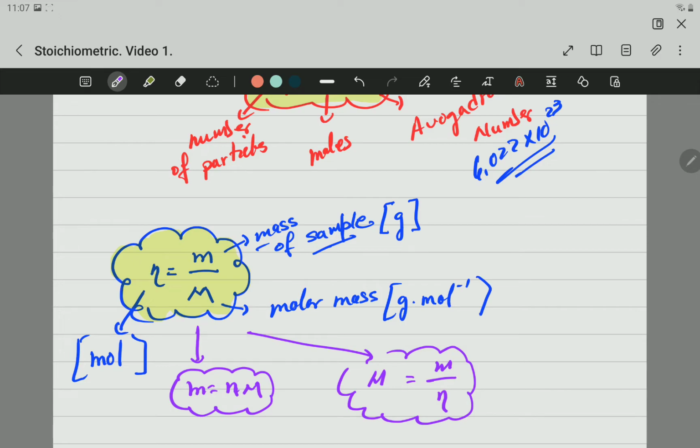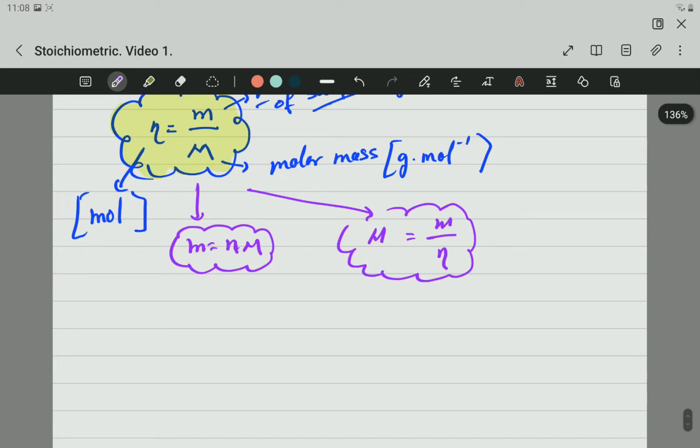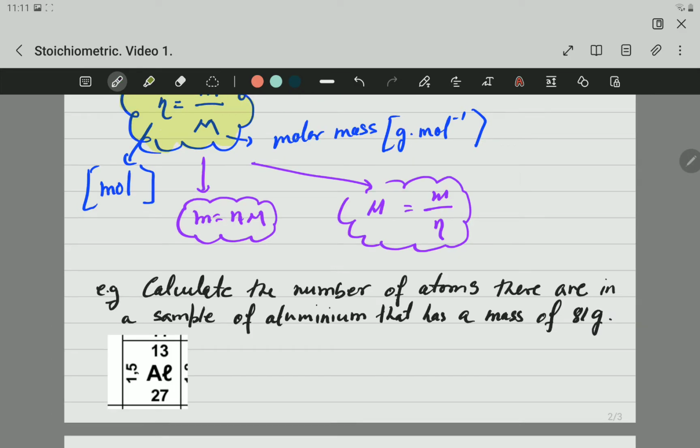Okay, so now we carry on here, and this one is very easy work. Let's see one example in which you have to apply this formula and the other one. Okay, so let's look at this example. Now this example says calculate the number of atoms there are in a sample of aluminum that has a mass of 81 grams. Okay, now I copied here the part of the periodic table that we need, and that is aluminum. We don't need any other element because we're working just with aluminum. Now here this 27 is the molar mass. We need the molar mass.